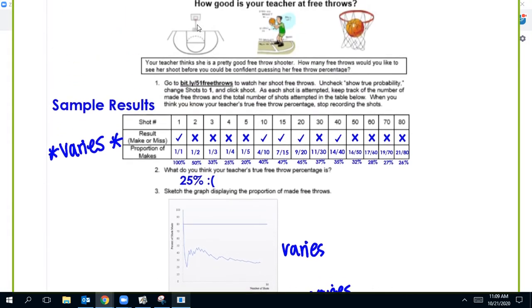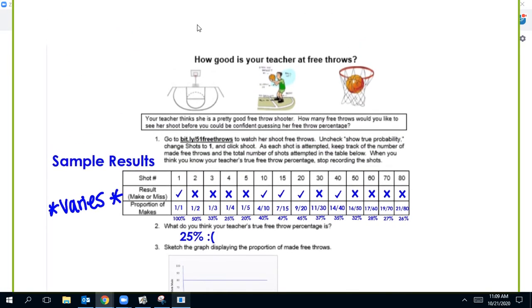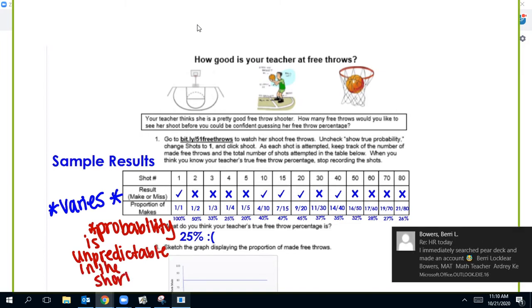Now, let's take out a different color pen and debrief some of this. First, this is just an introduction to probability. What I want you guys to realize is that, when I shot that first shot, I made it. That does not mean I'm a 100% free throw shooter. And so one thing I want us to think about here is when we're looking at 1 to 2 to 3, is we're going to write probability is unpredictable in the short run.